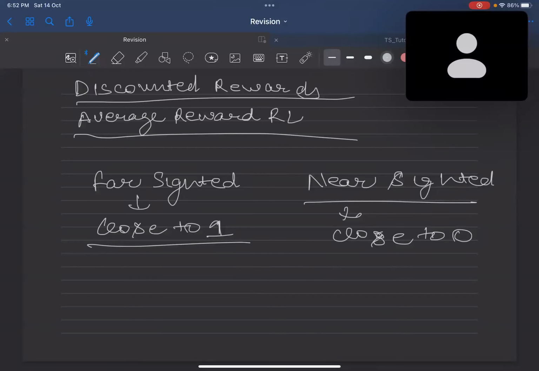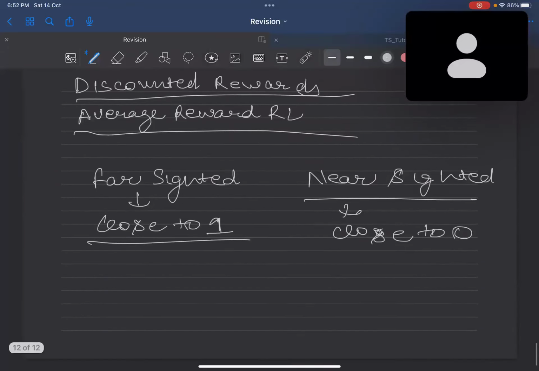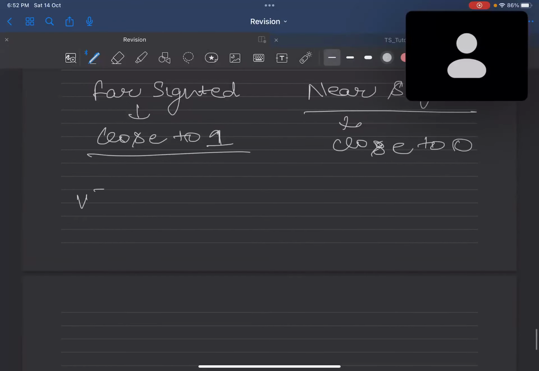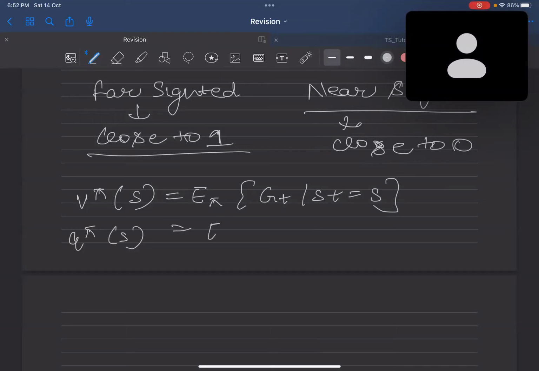Now coming to the value function and Q function. Basically, the value function is: if I have a state, what is the expected return? And the Q function, as we have studied many times, is when we are given the state as well as the action, what is the expected return?